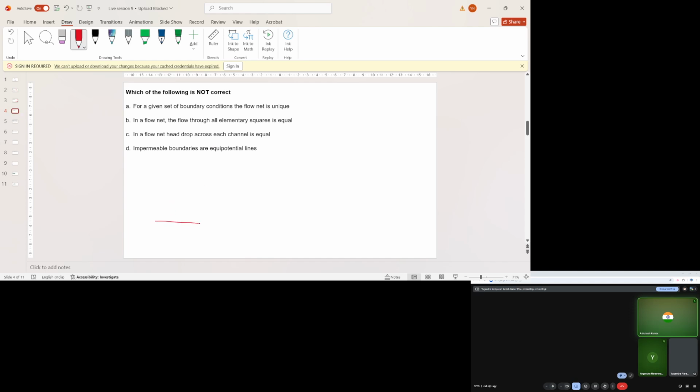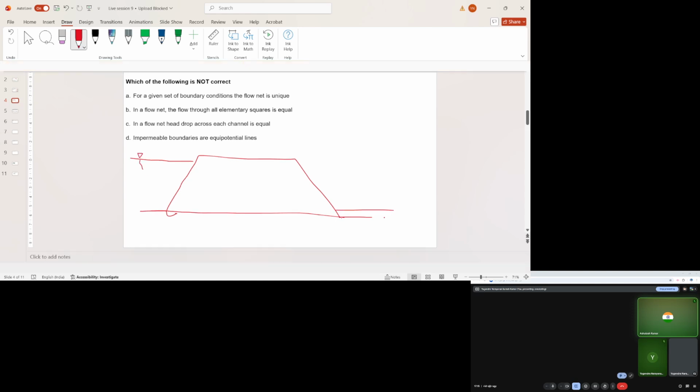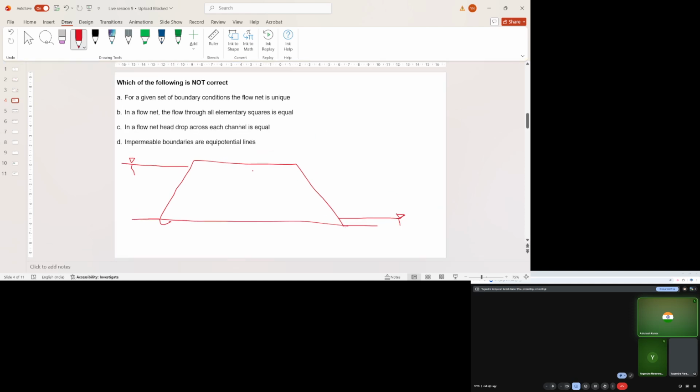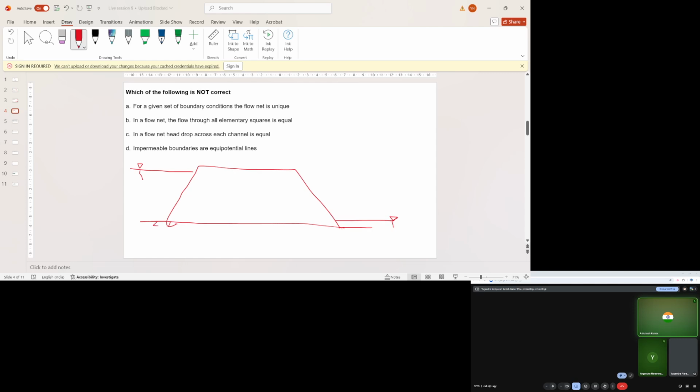So for this, let us consider an example. Let us consider an earthen dam, right? Now this is the upstream end. This is the downstream end. Right. So now, since the option contains impermeable boundaries, let us consider the base of the dam is impermeable.